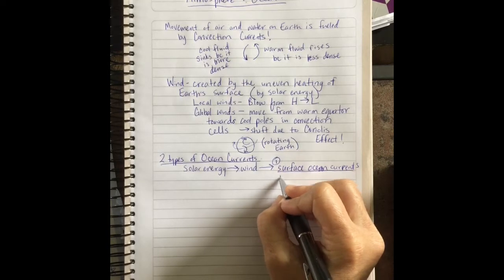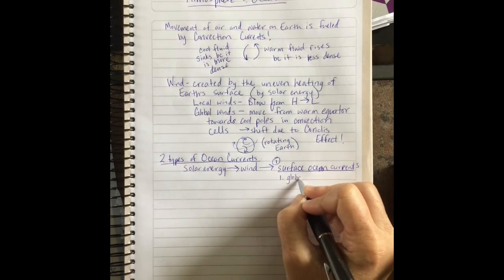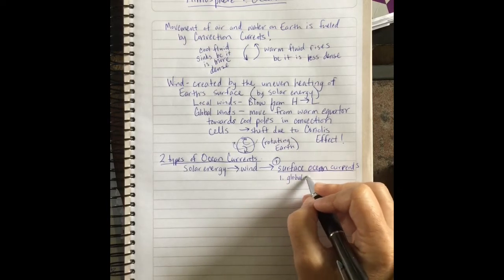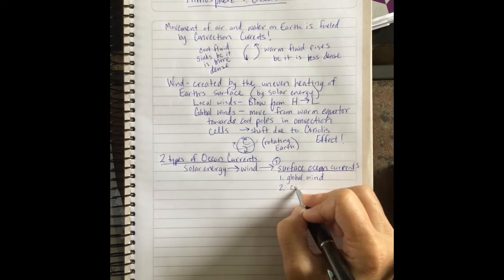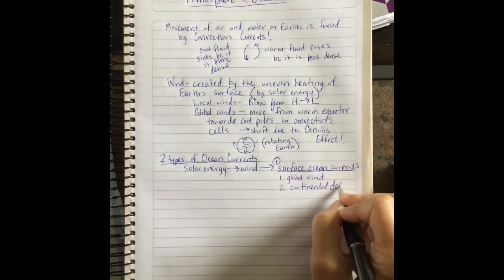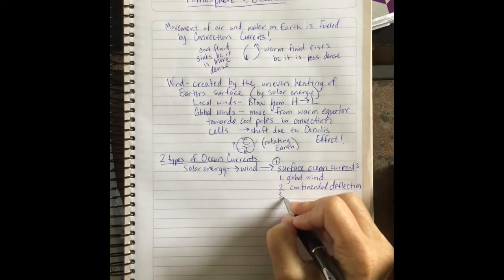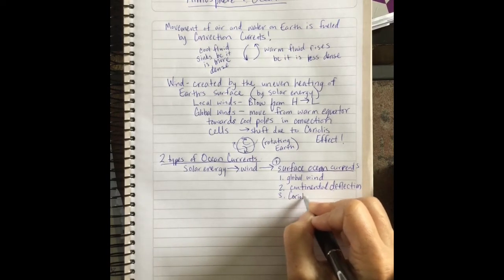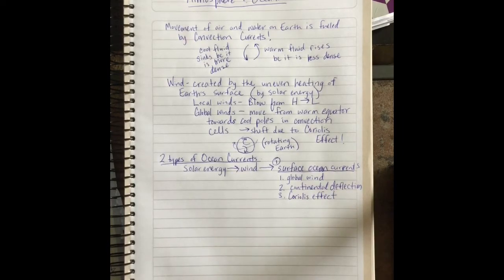And they are affected by three different things. The first thing is the global winds, which we just discussed. Second thing is continental deflection, which I'm going to show you an example of in just one moment. And the last thing is the Coriolis effect again. So they're going to shift according to whether they're in the northern hemisphere or the southern hemisphere.